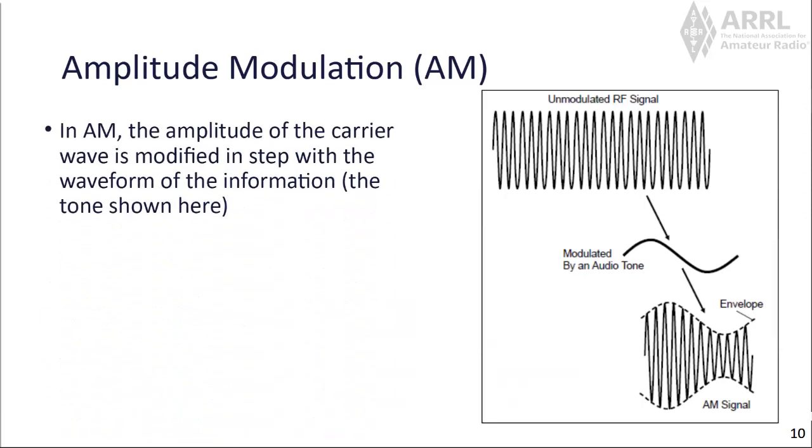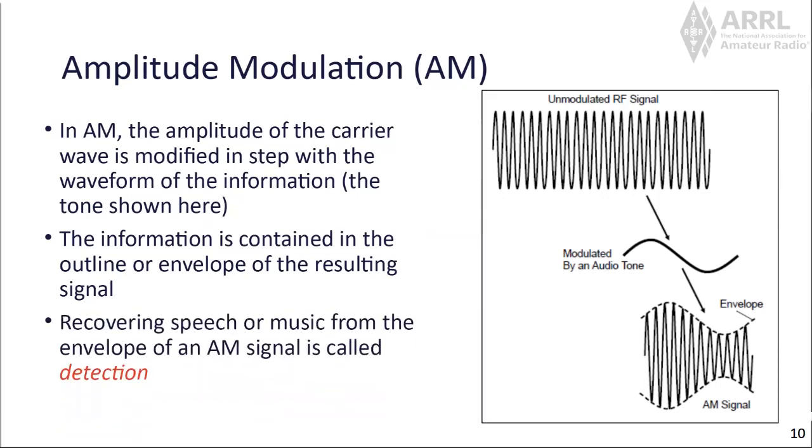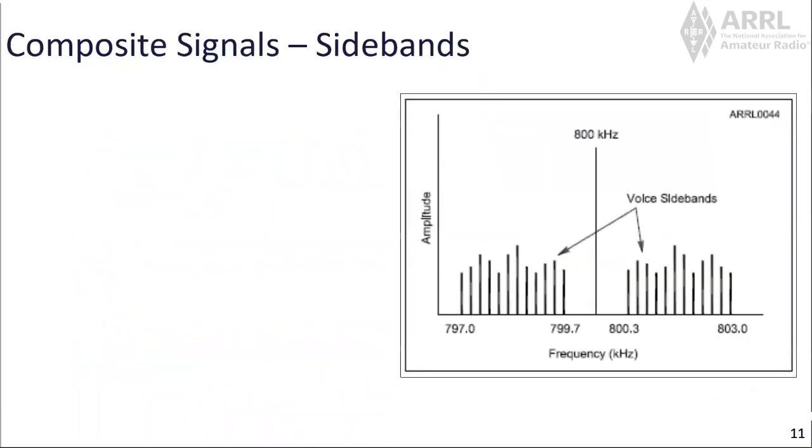Keep going. Okay, the information is contained in that envelope. That's the shape of the amplitude. That's what your radio does when it demodulates that signal. Okay, next. There's my detector word. Recovering speech or music from the envelope of an AM signal is called detection. Okay. Composite signals or sidebands. Next one.